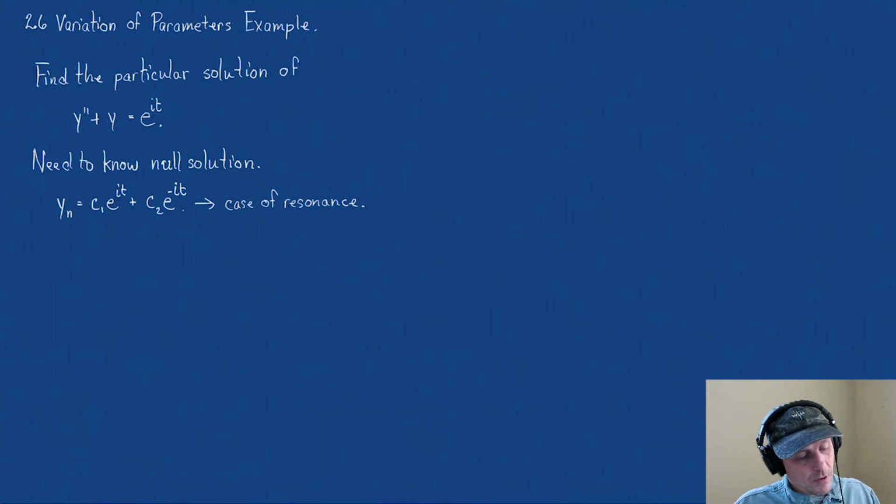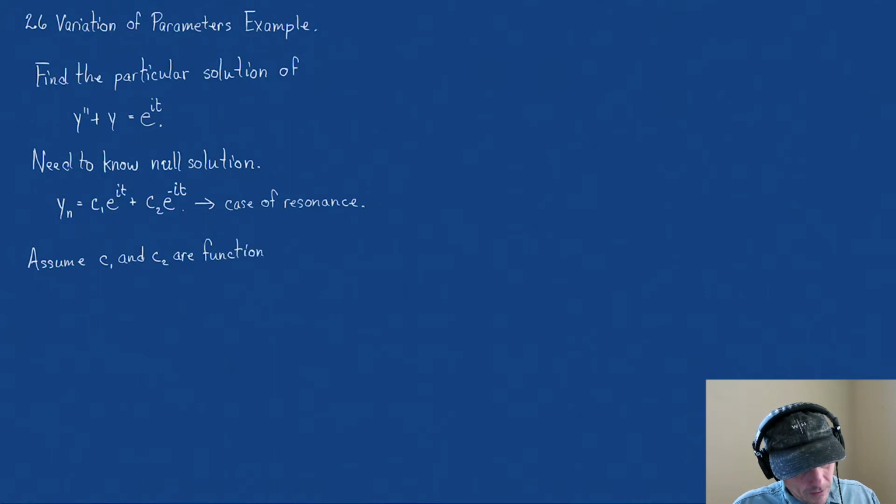Well, here we go. We're going to just take it from the top. I'm going to assume C1 and C2 are functions of t for the y particular solution. So y particular, I'm going to write it again. These are now functions of t: C1 e to the it plus C2 e to the minus it.